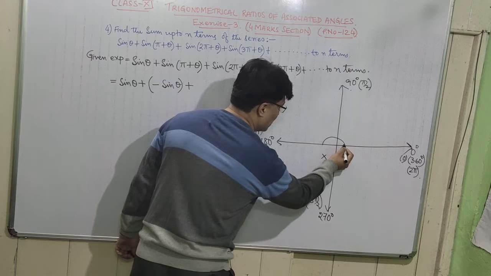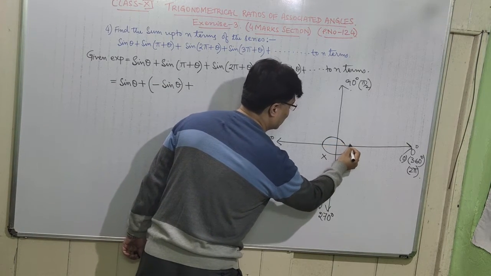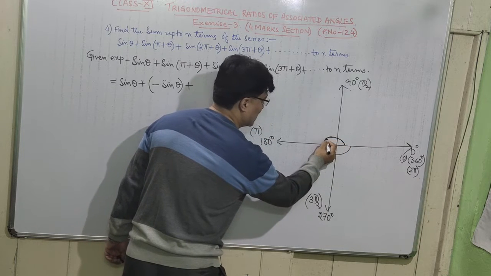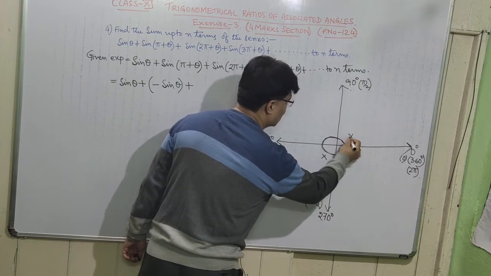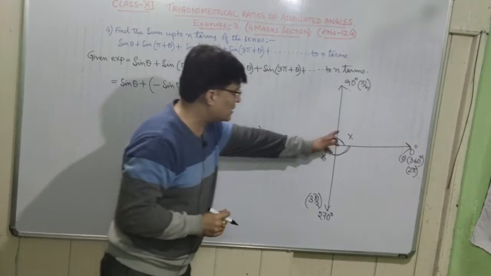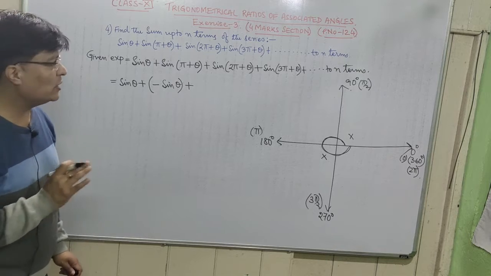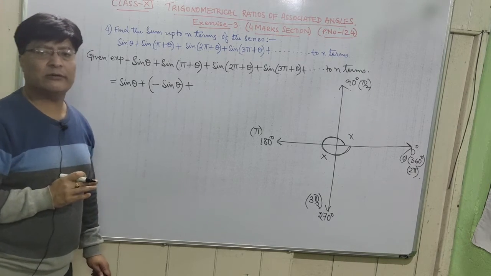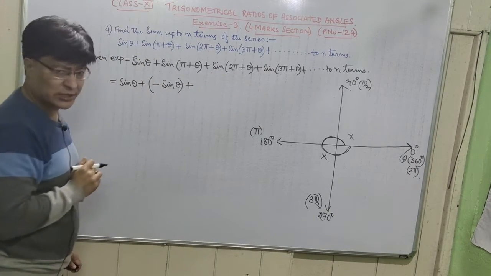2 pi. This is your 1 pi. This is your 2 pi. 1 pi means half round. 2 pi means full round plus theta. In which quadrant does it lie? Now it lies in the first quadrant. And in the first quadrant, you know that all the trigonometrical ratios are positive. So here sine is positive.